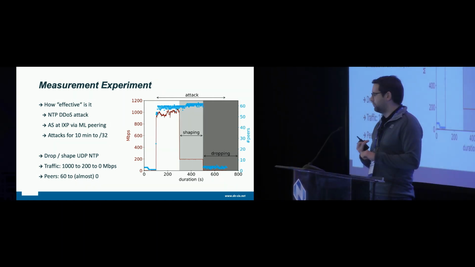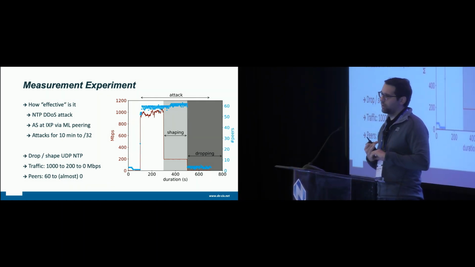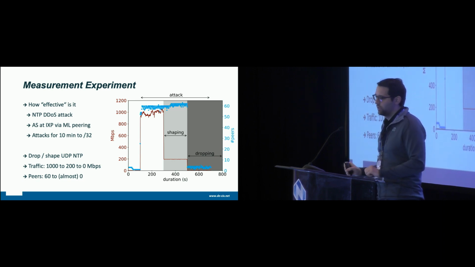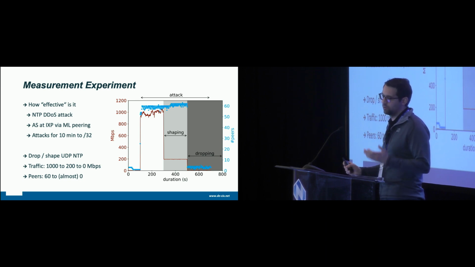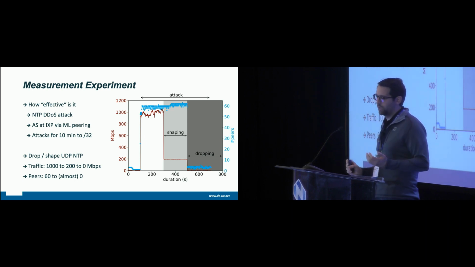So we did our measurement experiment again. We ordered another DDoS attack onto our new system. We announced the /32, and this time not only to blackhole the traffic, but first we did a shaping on 200 megabits. And this is basically the result. It instantly worked. First we shaped the traffic, then we dropped the traffic, and no cooperation of other peers is needed. For the shaping part, the number of peers sending traffic remains stable, and for the dropping part, traffic really goes to 0.